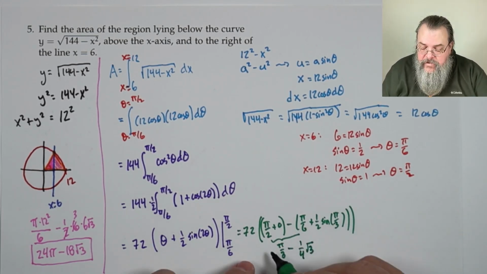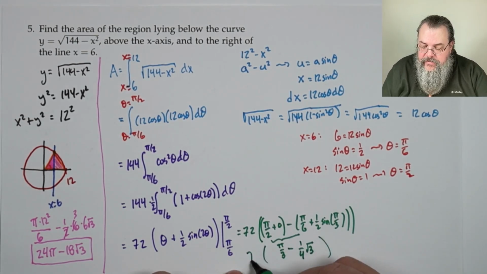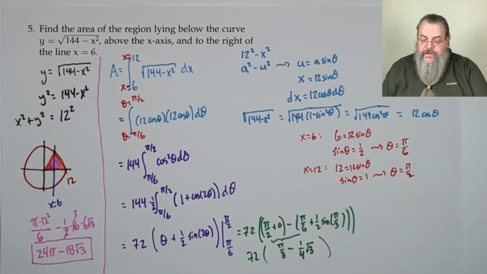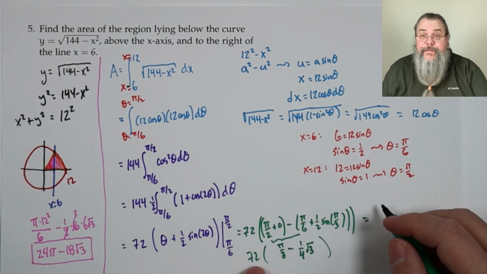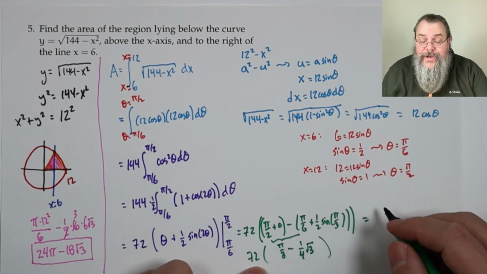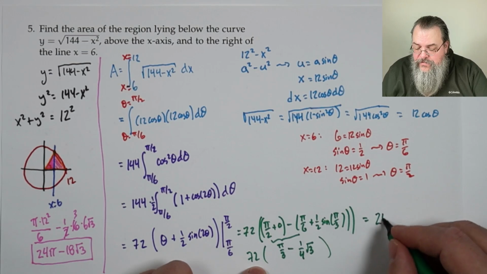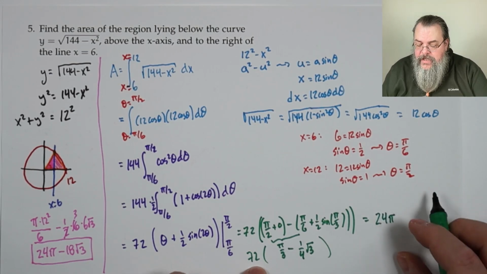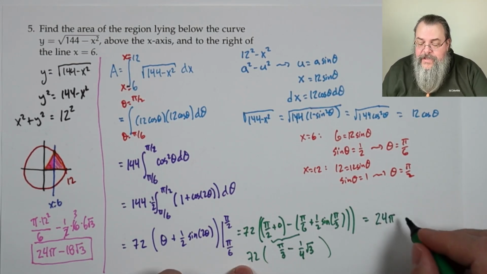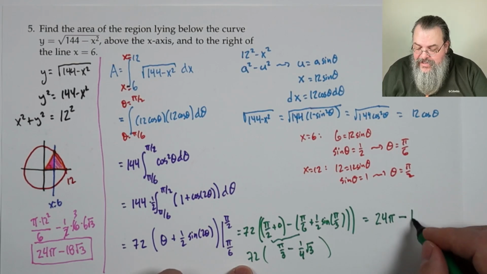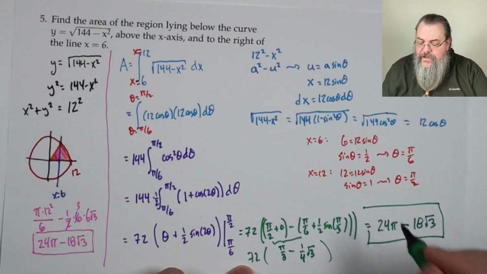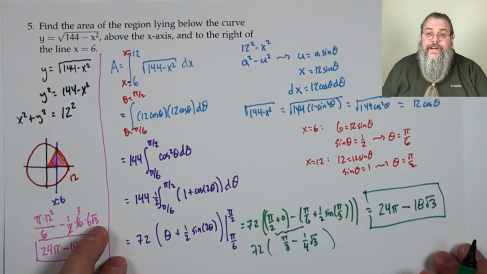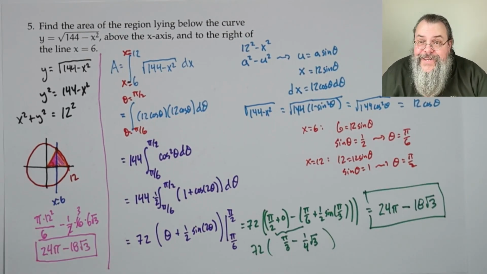Okay? So that's that term, and then there's a 72 out in front. Now I'll distribute the 72 through. 72 divided by 3 is 24, so 24 pi. 72 divided by 4 is 18 square root of 3. So our answer is 24 pi minus 18 square root of 3.